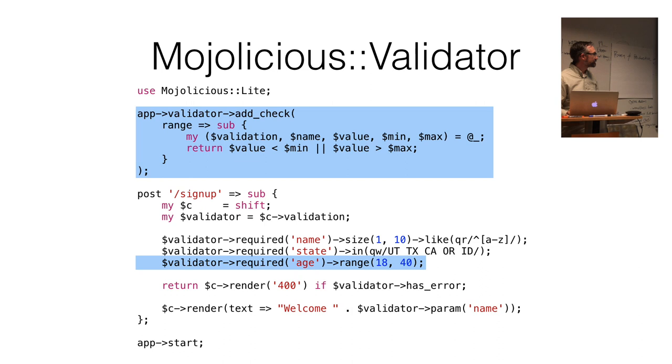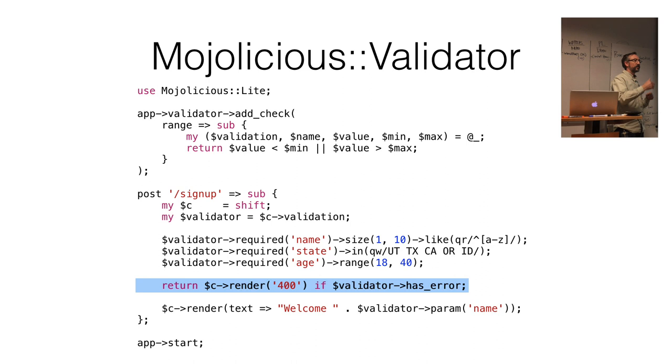But we can use it here in our validation object down below as if it were a built-in, like size, in, and like. Those are built-in, but we can extend this infinitely. And this could be put into some plugin somewhere. The syntax is as big as you like. It's very handy. And then finally here, we check to see if there were any errors.